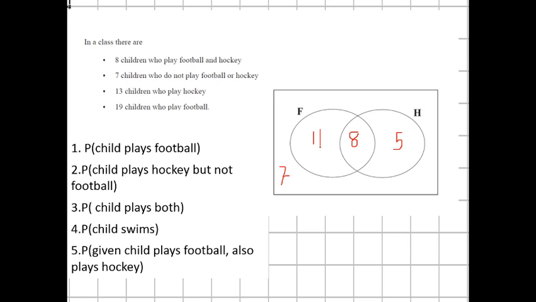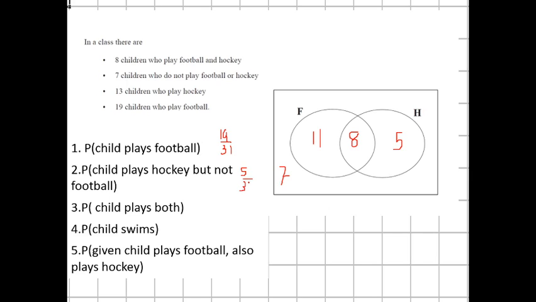Okay, so that means in total there are 19, 24, 31 students in that class. So what is the probability the child plays football? The probability is how many play football, which is 19 out of 31. The child plays hockey but not football, so that is this bit here. That's the intersection of the people who play hockey and the complement of football. So they play hockey but not football. It's only this value here, which is 5 out of 31.